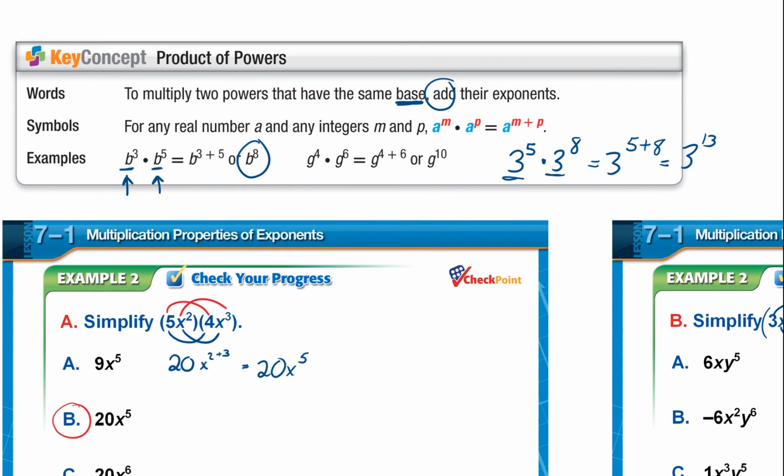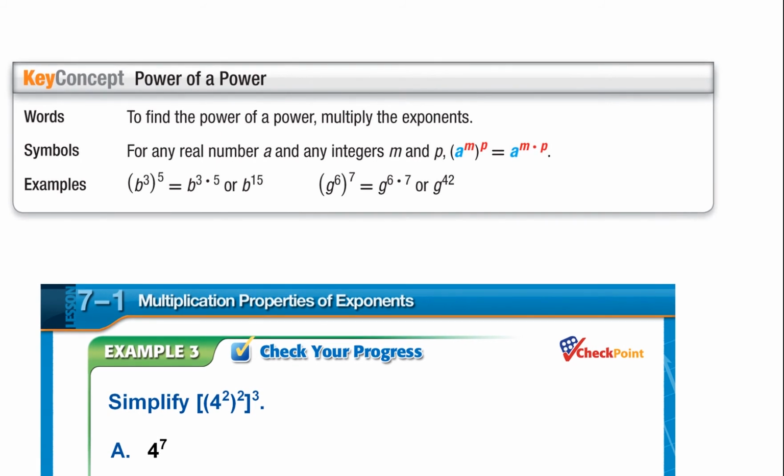That's our product of powers property. But what about power of a power? The real strong one. Power of a power. This guy, he gets big real quick. That is because when you take a number with an exponent to an exponent, you multiply the exponents. Okay? 3 to the fifth, if I raise all of that to the second power, I now have 3 to the 10th, because it's 5 times 2.